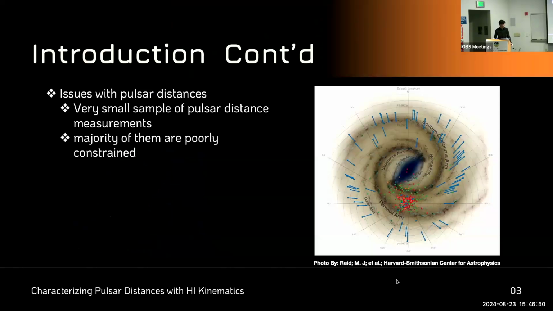There's a variety of issues with pulsars, but the two main ones are, first, we have a very small sample size of pulsar distances that we have compiled. And most of them, as you can see in the figure on the right, are on the outer rims of the galaxy, where they have very large uncertainties and can be really poorly constrained.